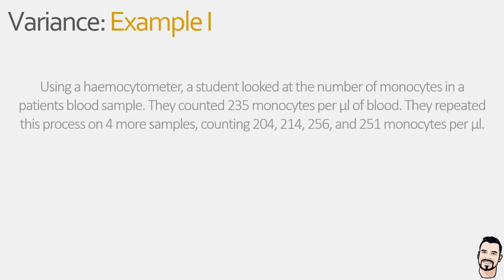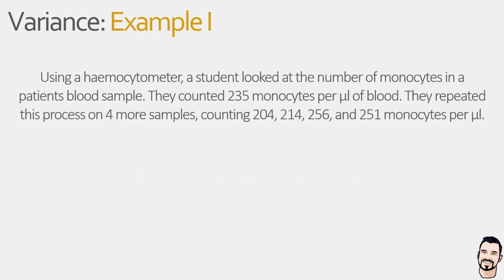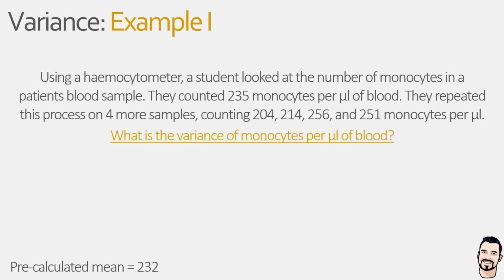So in our first example, we have a student who is counting the number of monocytes in a patient's blood sample using a microscope and hemocytometer. During their first count, they note 235 monocytes per microliter of blood. To try and increase the accuracy of their data, they perform repeat counts on different blood samples from the same patient, noting 204, 214, 256, and 251 monocytes per microliter. Following this experimental counting, the student calculated the mean to be 232, and now wants to know how dispersed their data is, i.e. what is the variance of monocytes per microliter.